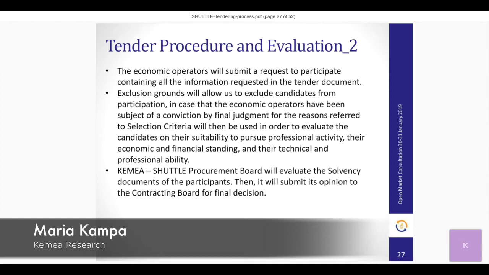The economic operators will submit a request to participate containing all the information requested in the tender document. The exclusion grounds will allow the consortium to exclude candidates from participation in case the economic operator has been the subject of a conviction by final judgment for the reasons referred to in the selection criteria. And the KEMEA Shuttle Procurement Board will evaluate the solvency documents of the participants, and then it will submit its opinion to the contracting board for the final decision.